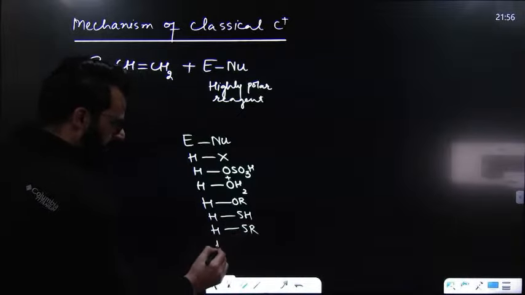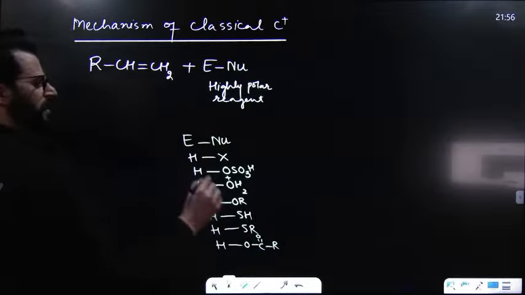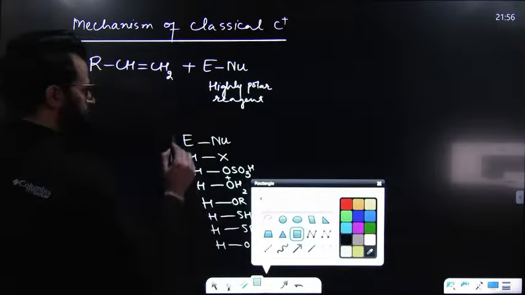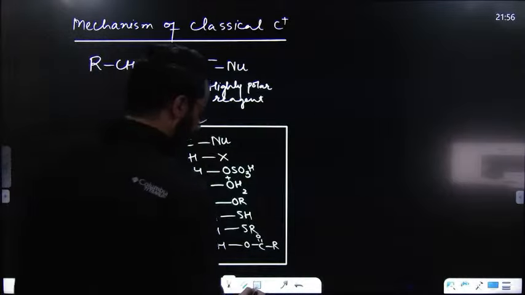if I write HSH, if I write HSR, we can write HOC double bond O and R. So any one can be used here. So remember these as well. After this, now what will happen over here? Have a look.